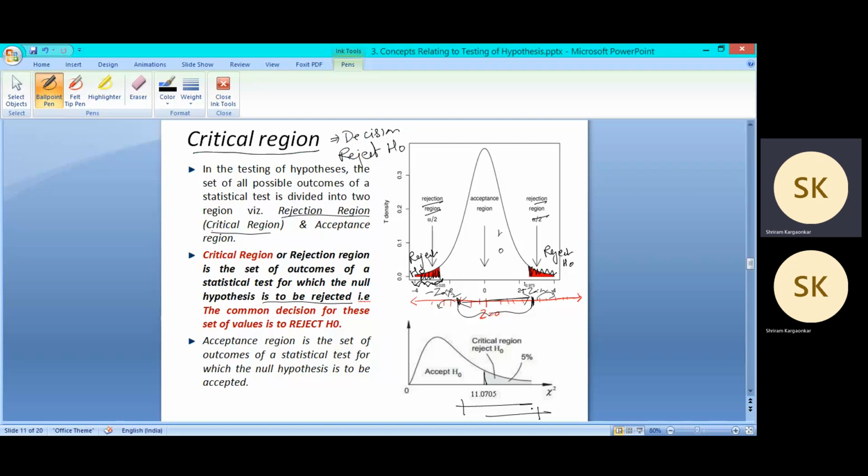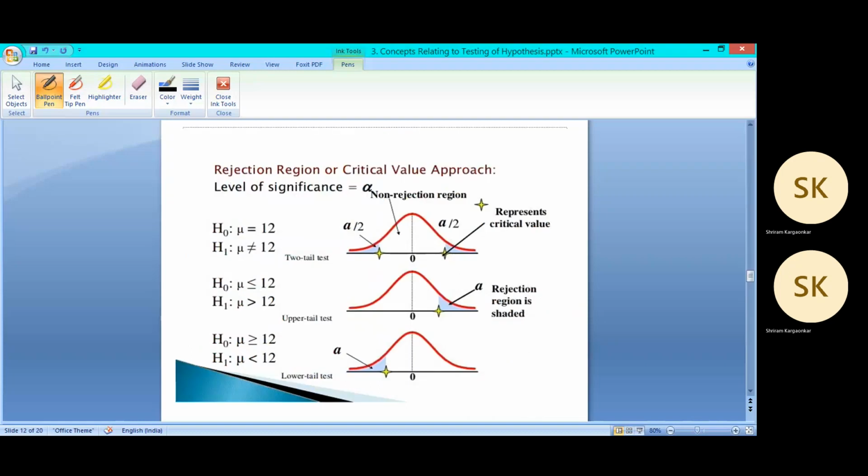Or the set of all values for which the decision is reject H naught. So that you have to remember. The next, critical region and critical value approach. As I said, now the situation can be anything, meaning the test can be two-sided or one-sided. I will explain this in the next slide.